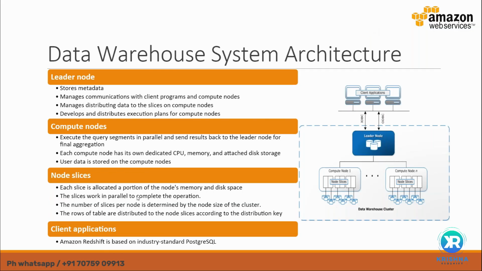Based on node type you will get a certain number of slices, and the rows of a table are distributed to the node slices. This is the point I'm making: rows are distributed to slices according to the distribution key. We will talk about what this distribution key is, and the criteria for how the data will be distributed to the slices.